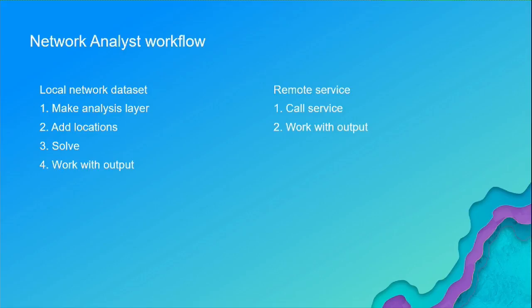As a reminder, the Network Analyst workflow using local data involves 4 steps. The first thing you have to do is to make your analysis layer. In this case, we would make an origin destination cost matrix layer. That configures the properties, and it's like an empty bucket where you're going to put the data. The next step is to actually add locations into that NA layer. If you have a point feature class of origins and a point feature class of destinations, you need to add those into the NA layer. Then you solve the problem, and then finally you retrieve the results and work with them.